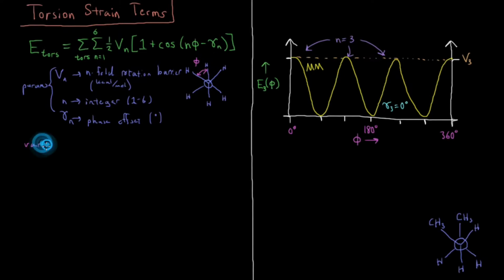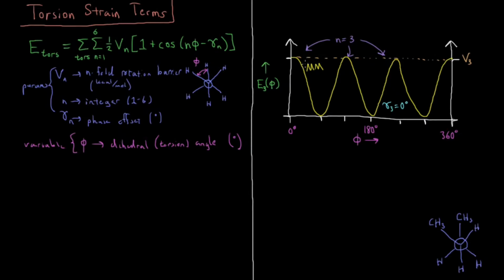And the variable of this function is phi, which would be the dihedral or the torsion angle of your system, which again could be either degrees or radians. Just pay attention for which is which.